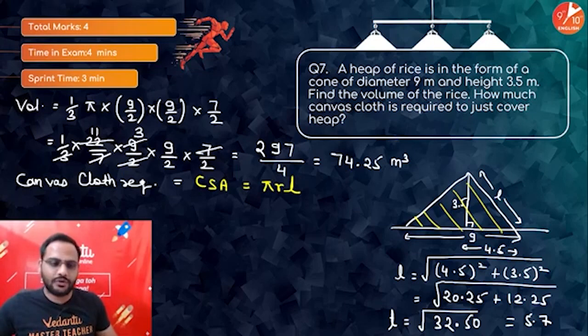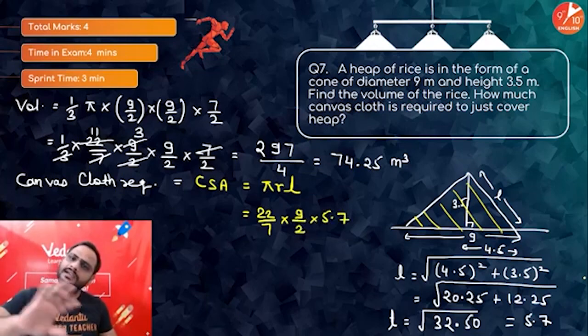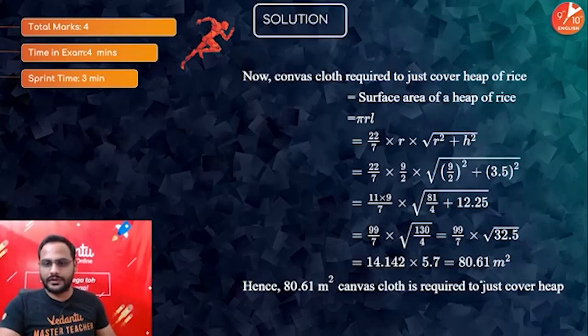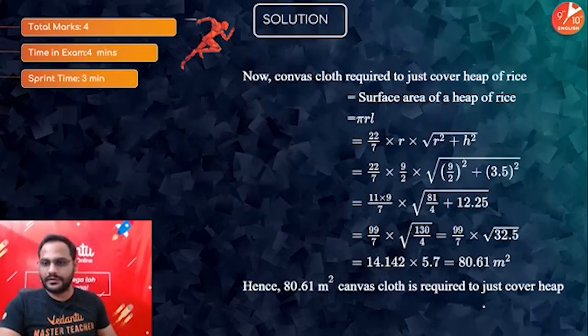So CSA now you can get will be equal to pi into r, 9 by 2 or 4.5, into L, 5.7. ठीक है, सॉल्व कर लेना. कैलकुलेशन तो कर ही लोगे over here. 4.25 I have written here. So CSA will be around something over here.